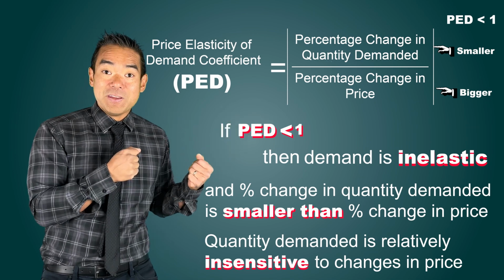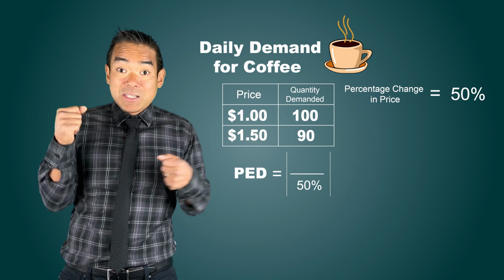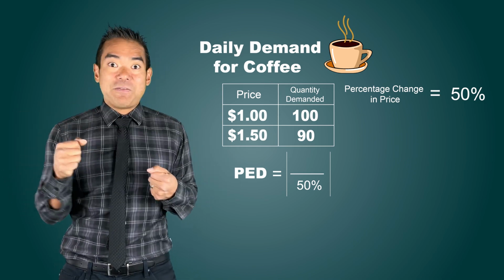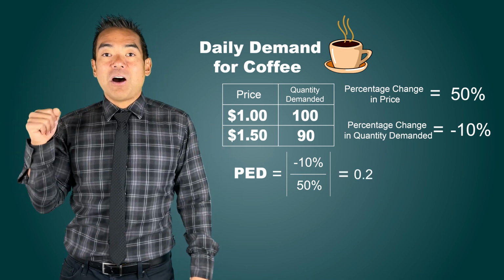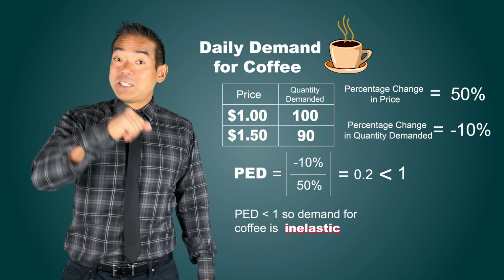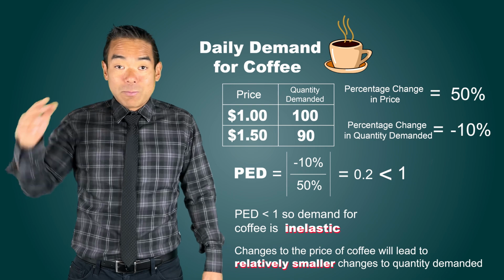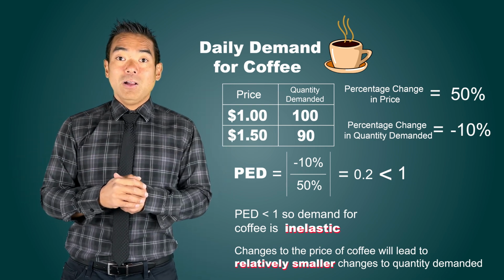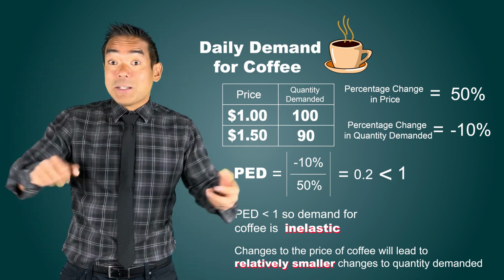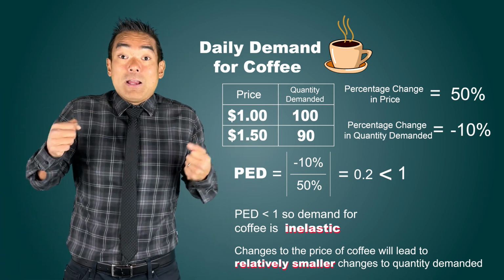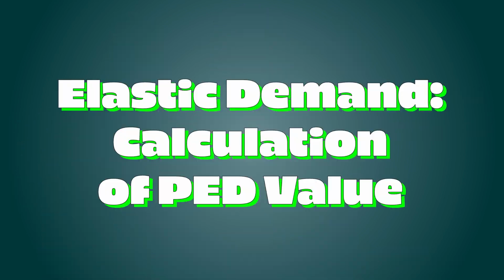In the case of our coffee example, the price increased by 50%, but quantity demanded fell by less than 50%. In this case, only 10%. Demand for coffee is inelastic. Quantity demanded of coffee is relatively insensitive to changes in price. When price goes up, quantity demanded is going to fall, but by a relatively smaller amount. And if price goes down, quantity demanded will rise, but again, by a relatively smaller amount. Let's consider the alternative.